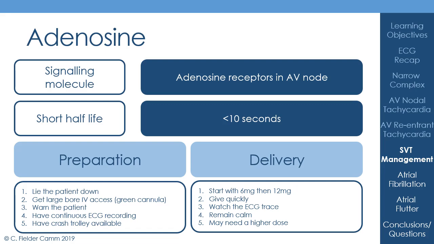So how do you give the adenosine? Well, I would start with 6 milligrams. That's what the guidance says. And then if that doesn't work, you can try 12 milligrams after that.